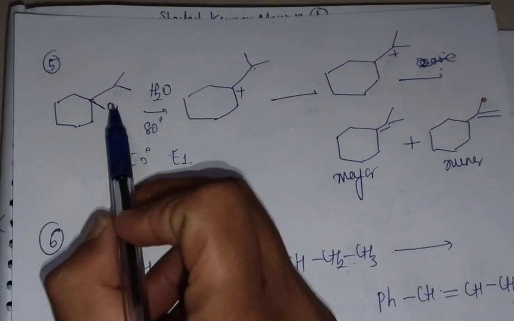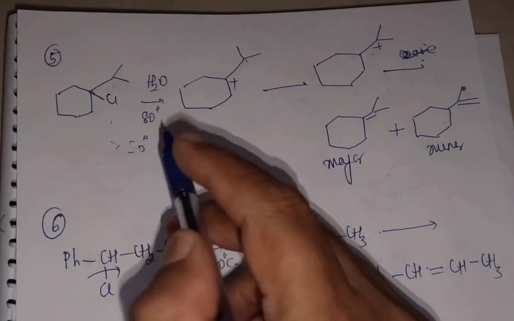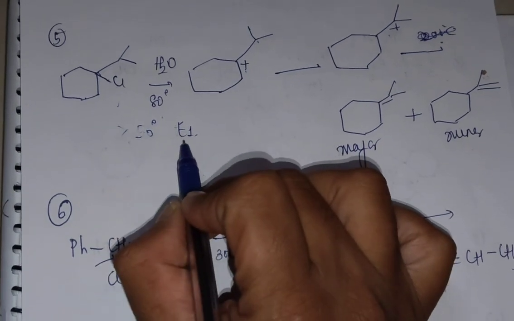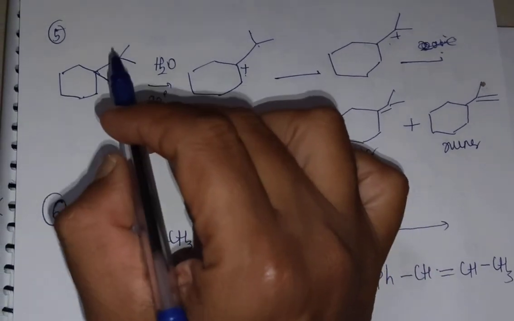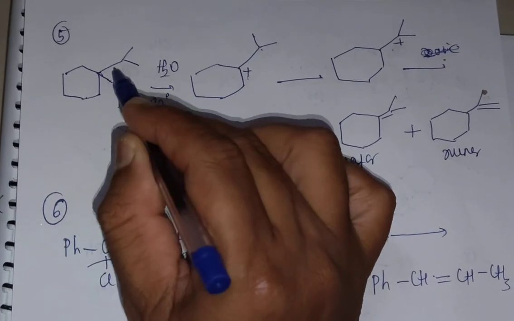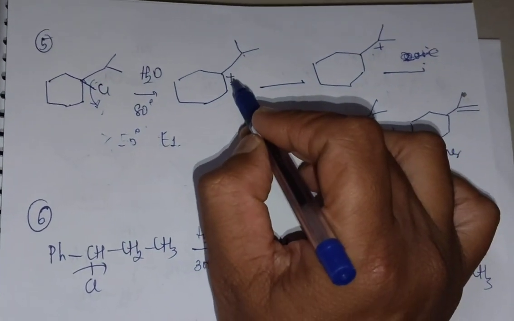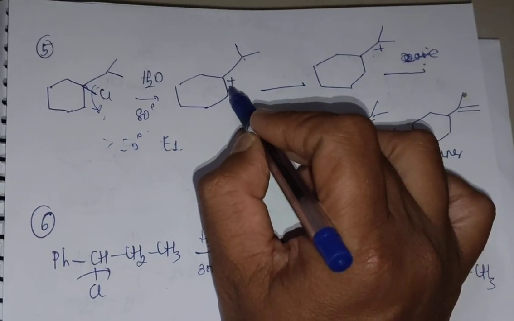So this is a molecule which is given, and if you look at this molecule, water and 80 degrees, anything above 50 degrees will be an elimination reaction. So if you look at this loss of this chlorine, when the chlorine is removed, we get a carbocation.